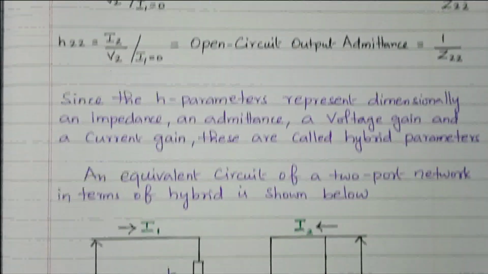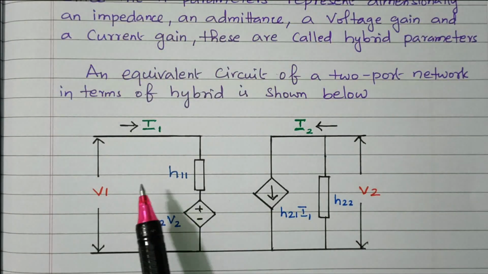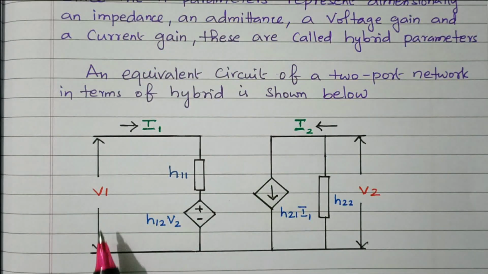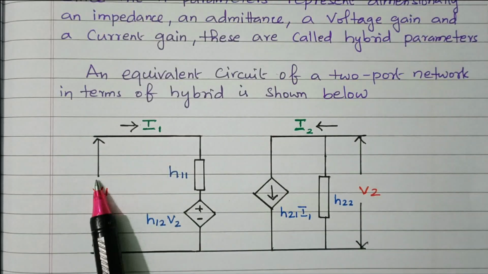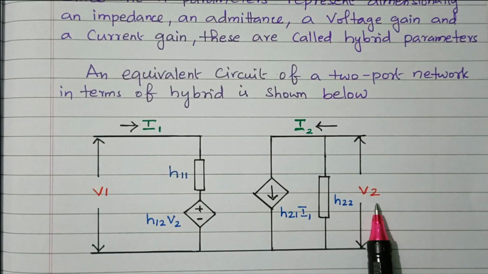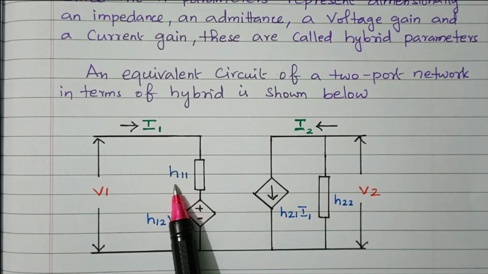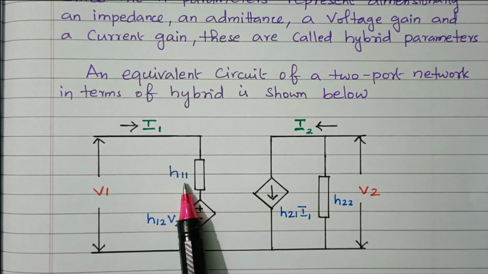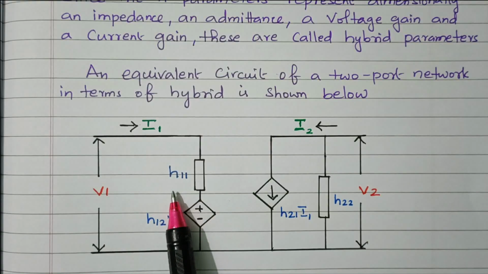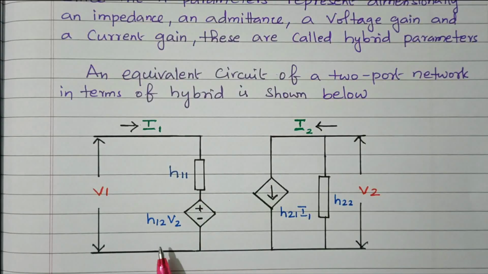Now we'll see the equivalent circuit. This is the equivalent circuit of a two-port network with hybrid parameters. There is the input port and the output port: V1, I1 are the input voltage and current, and V2, I2 are the output voltage and current. Now we'll see all four parameters. What is H11? H11 is the short circuit input impedance. It is represented as an impedance.